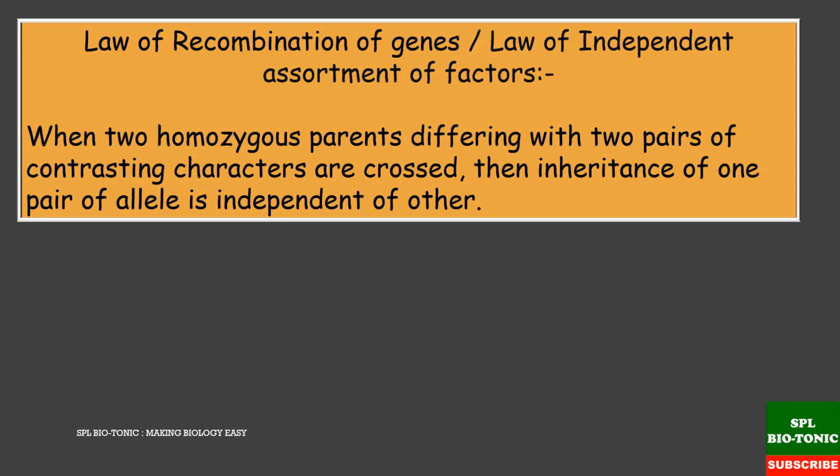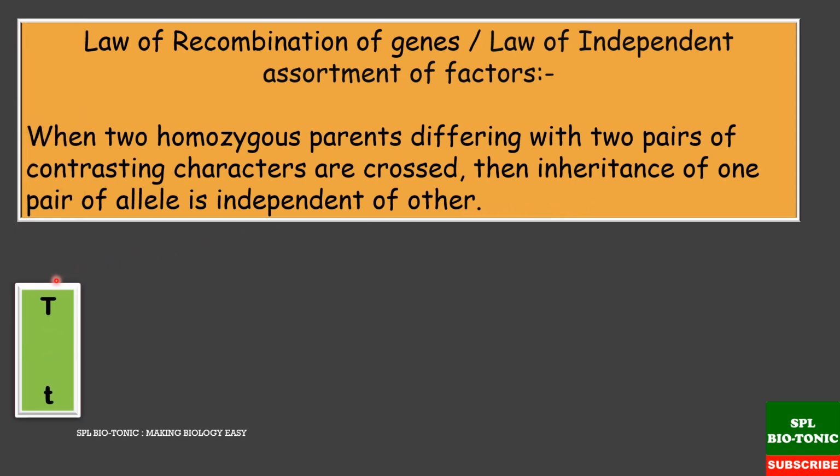Students, let us understand the statement of the law of recombination of genes. This law is also called the law of independent assortment of genes. The statement says that when two homozygous parents differing in two pairs of contrasting characters are crossed, the inheritance of one pair of alleles is independent of the other. Let us understand what this means.